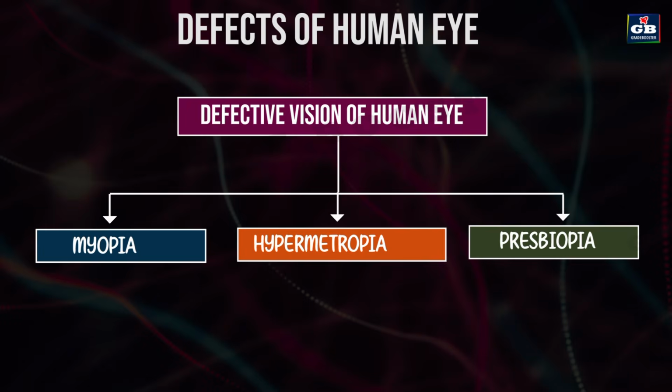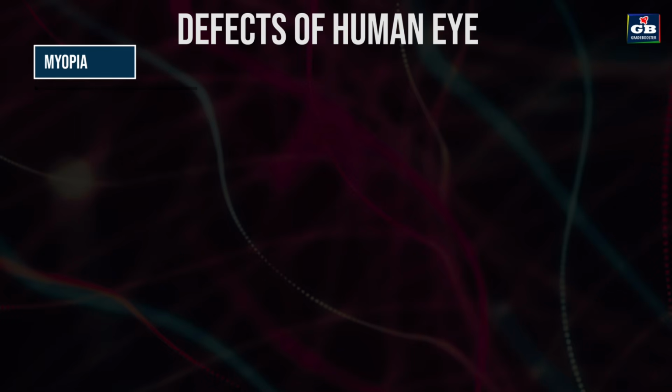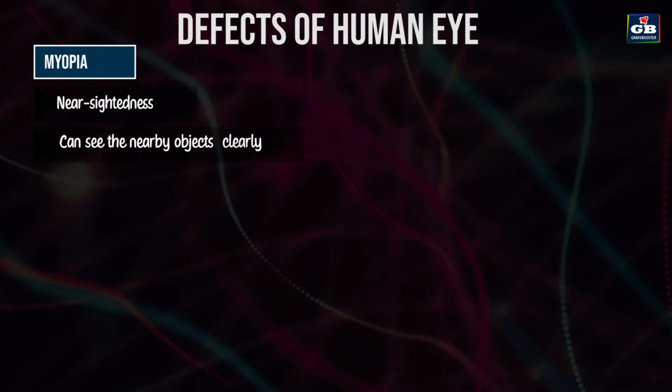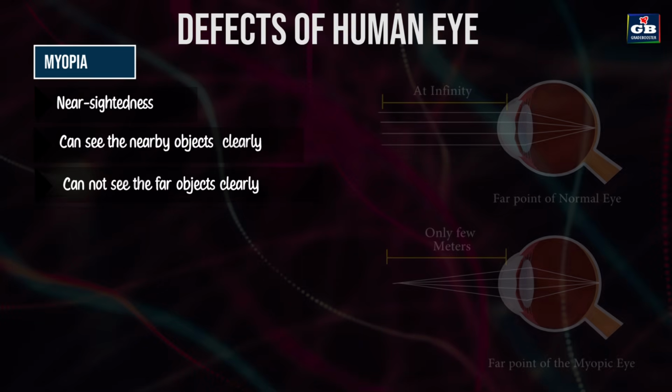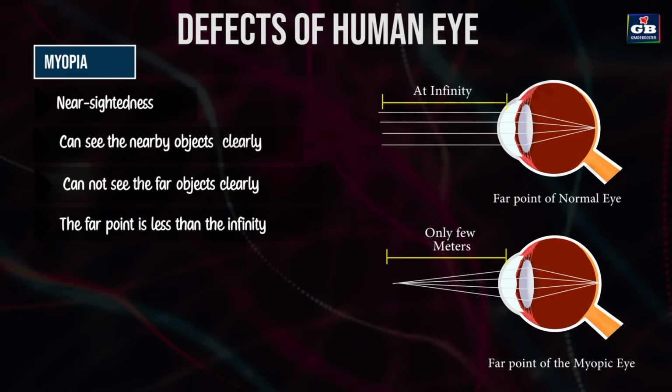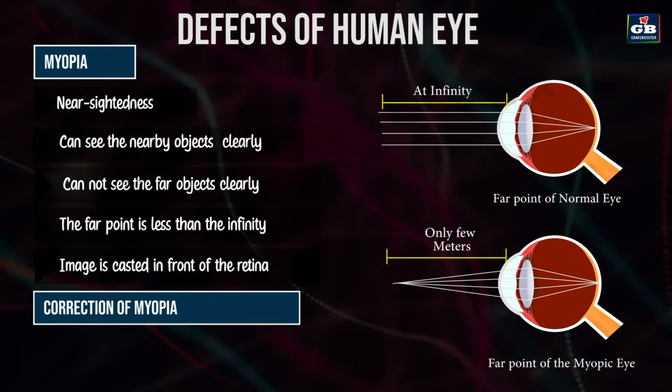Let's see myopia. This defect of the eye is called nearsightedness. Persons with this defect can see the nearby objects clearly but cannot see the far objects clearly. We learned that the normal far point of the human eye is infinity, but for myopic persons, the far point is less than infinity. That is, in myopic persons, the far point will be only a few meters. So, if any object is beyond that limit, they will not be able to see it clearly. Such a condition is called myopia. Myopia means not being able to see the far objects clearly.